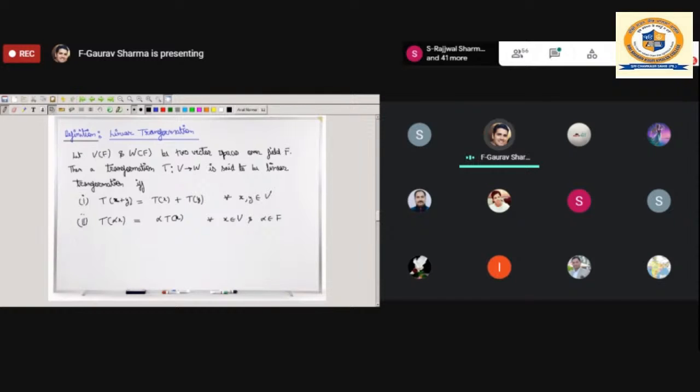So there are two conditions for T to be linear. If we combine these two transformations, if we combine the above two conditions, then we get T of alpha x plus beta y equals alpha times T x plus beta times T y, for all x, y belongs to V, alpha, beta belongs to F. So F is a field.